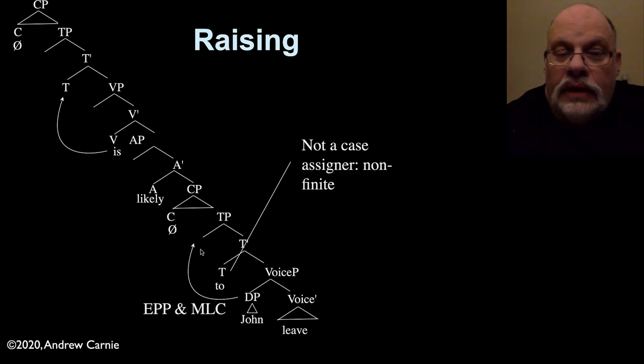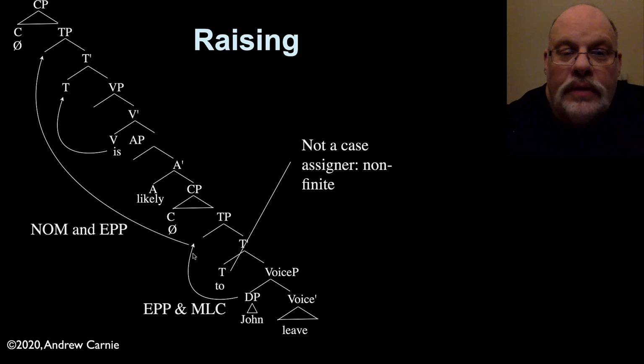Also, doing this movement will allow us to not violate the minimal link condition, which says you have to do everything in small hops. But the DP can't stay here. And the reason it can't stay here is because this is not a case position either. So it's got to continue on its voyage, and it's going to go up to the specifier of the highest TP right here. And in this position, it can get nominative case from the finite tense of the main clause, and it also satisfies the EPP property of this TP. So that's the most complicated case, but it is one we've seen before.